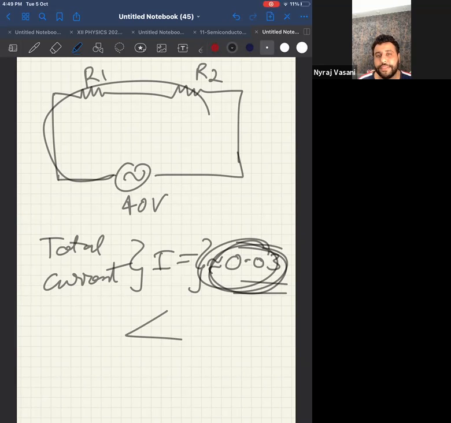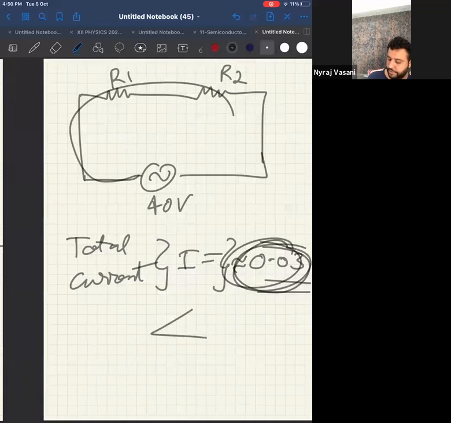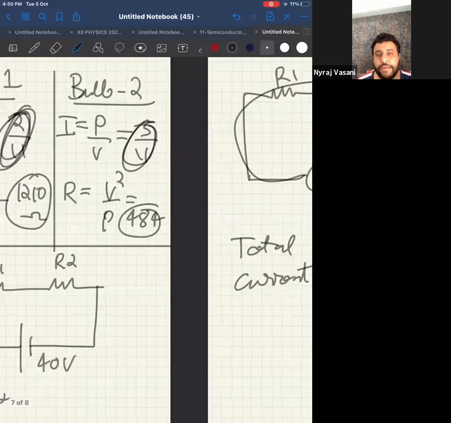Now, which option matches this particular scenario? Can I say answer D, neither lamp will fuse? Now, this question is important not for the number. This question is important because of the logic and because of the steps.